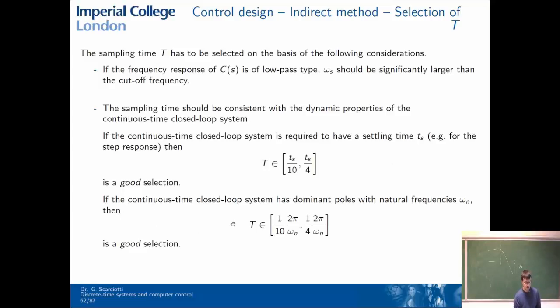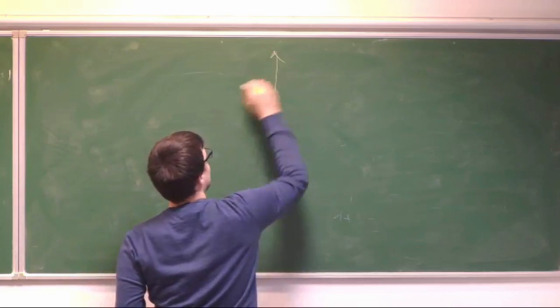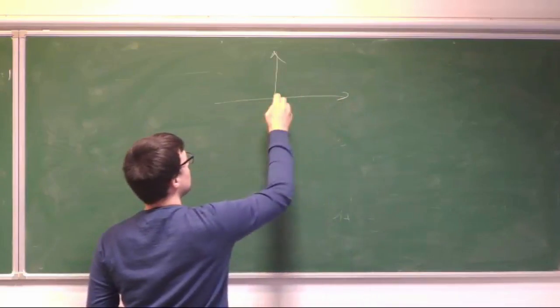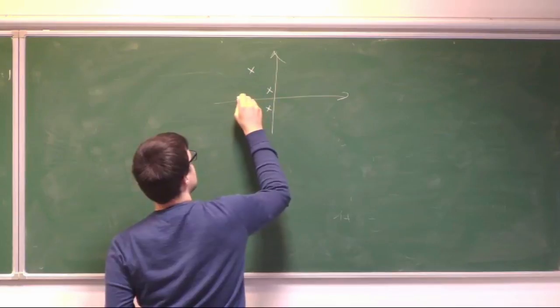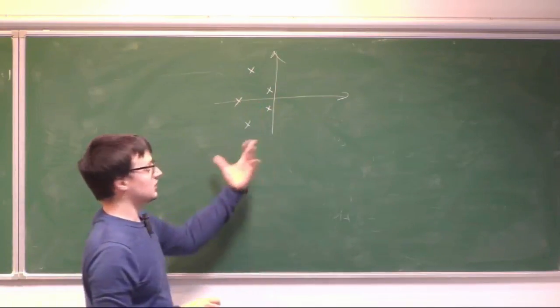Then another rule is to select the sampling time in this range, okay, where this range depends on the natural frequency of the dominant poles, okay? So here I want to point out what are the dominant poles and what is the natural frequency. So if you are in continuous time, okay, and this is the root locus, then you may have a situation like this, okay? So these are the poles of your system.